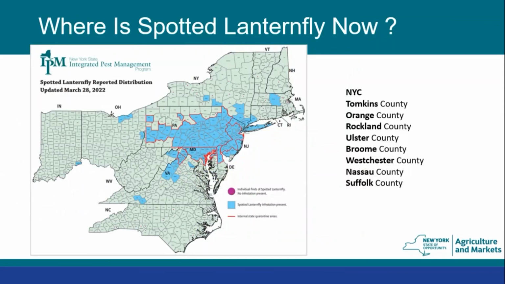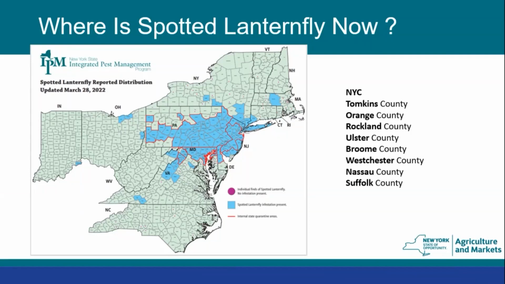So where is it? Right now, as far as we know, this map is current and up to date as of yesterday, when I double checked. You could see it started in Berks County, Pennsylvania, which is the central eastern part of Pennsylvania. And as you can see, it's kind of spiderwebbed out from there, spilling over into the neighboring states. In New York State, it's in all 5 New York City boroughs or counties. It's also in Tompkins, Orange, Rockland, Ulster, Broome, Westchester, Nassau, and Suffolk. Now, that does not mean the entire county is infested.